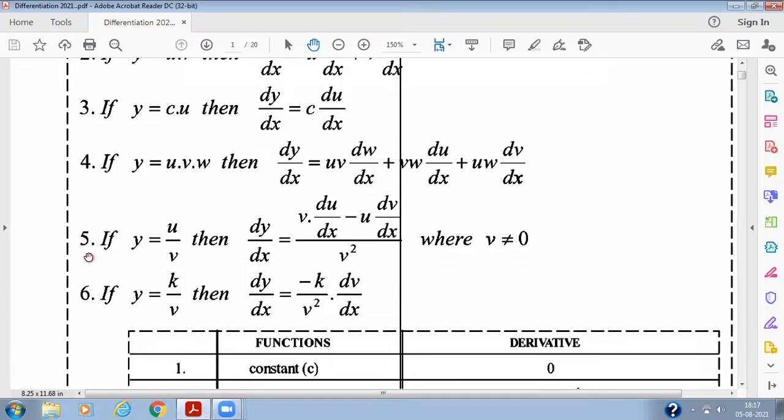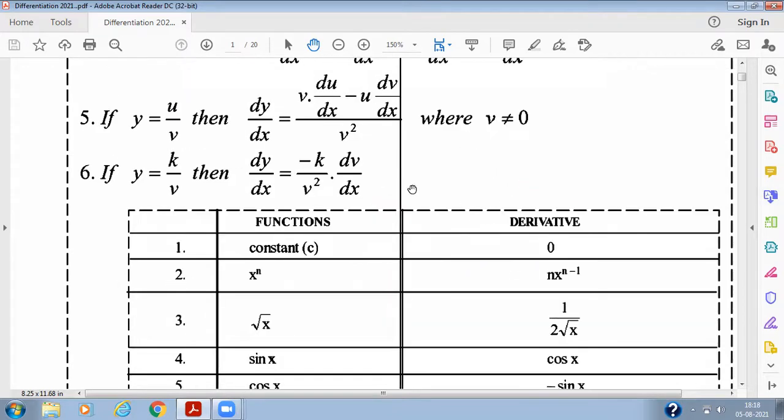Fifth rule is for quotient, division of two functions. If y is equal to u by v, then dy by dx is equal to v into du by dx minus u into dv by dx whole upon v square, where v should not be equal to 0. Sixth rule, if y is equal to k by v, then dy by dx is equal to minus k by v square into dv by dx.